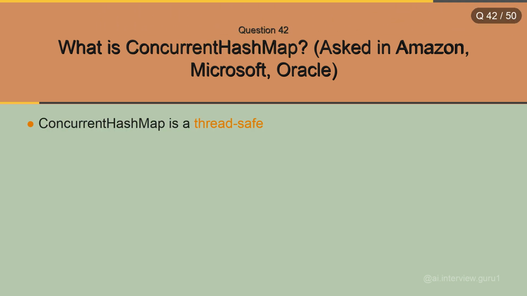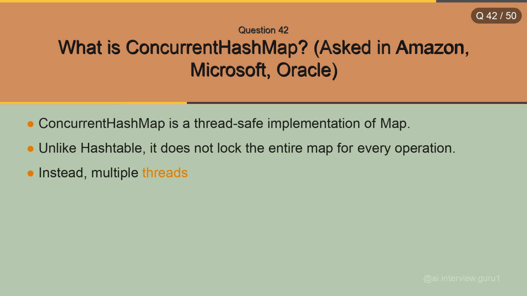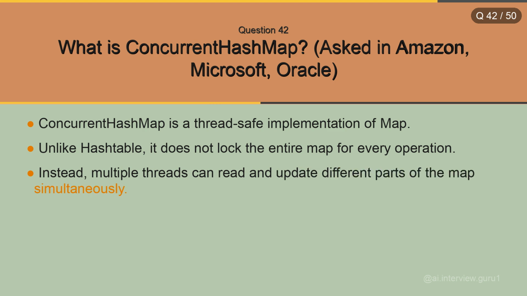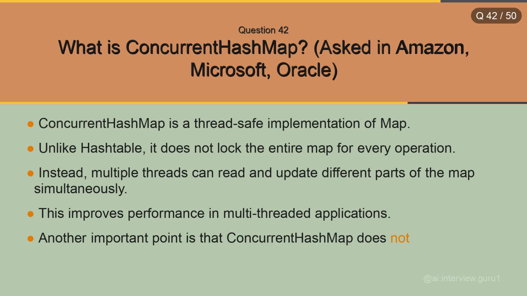ConcurrentHashMap is a thread-safe implementation of Map. Unlike Hashtable, it does not lock the entire map for every operation. Instead, multiple threads can read and update different parts of the map simultaneously. This improves performance in multi-threaded applications. Another important point is that ConcurrentHashMap does not allow null keys or null values. It is commonly used in high-performance server applications.